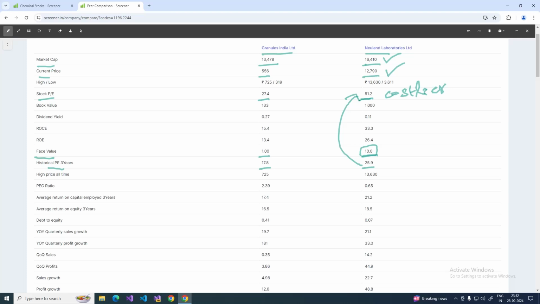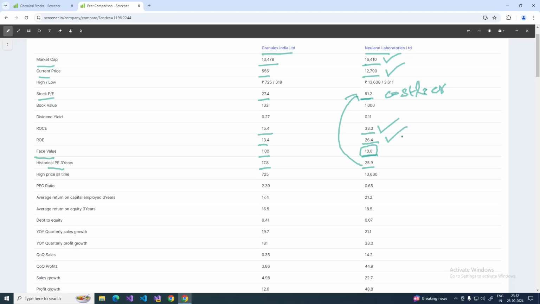Now we'll check the ROE and ROCE. Here ROCE, Granules is 15.4 and Neuland is 33.3. So this is higher, this is a positive point. And ROE, Granules 13.4 and Neuland is 26.4. This is positive for Neuland.